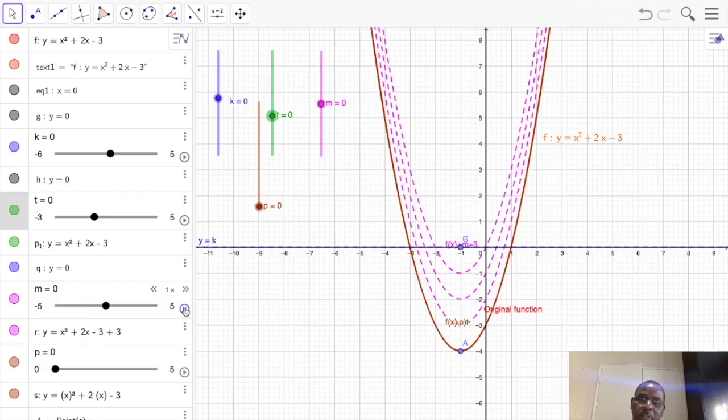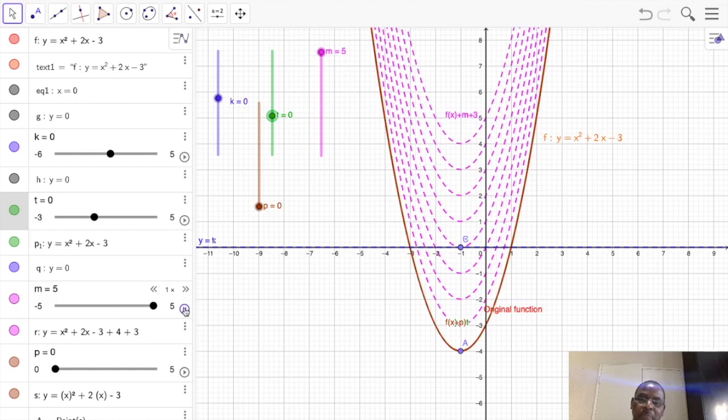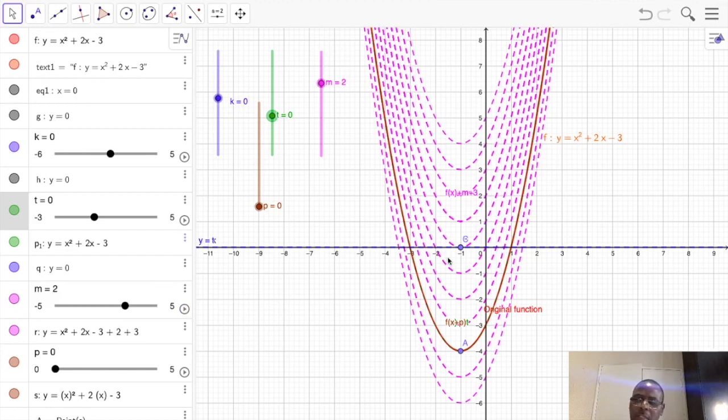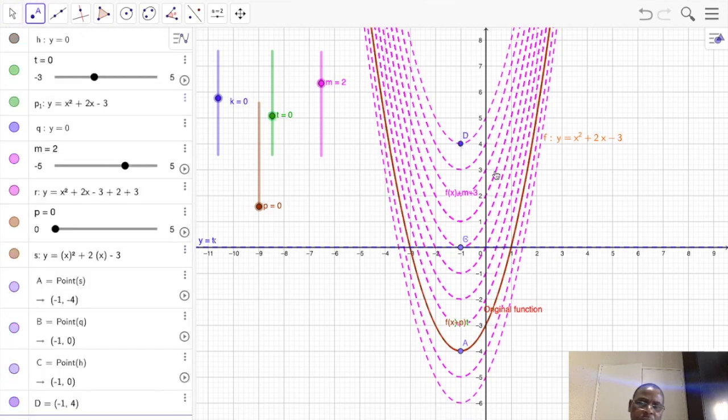Those are the many different possible positions for the graph of f of x plus m plus 3. Now, we need it to meet or to intersect the graph of y equal to 0. Now, the graph of y equal to 0 is the x-axis, and we need them to intersect twice so that we can get 2 real roots. That turning point there, it does not intersect. I mean, that graph with that turning point does not intersect with the x-axis.